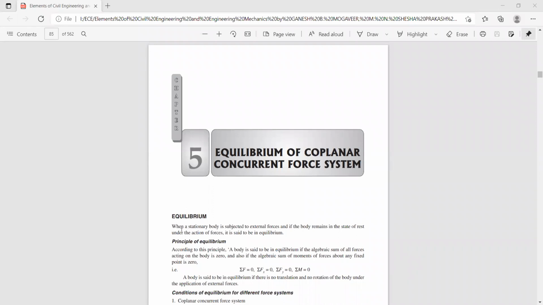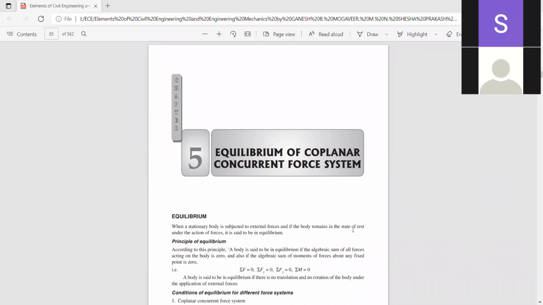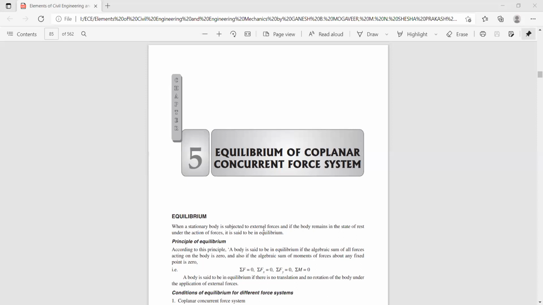Now, equilibrium. When a stationary body, that is a body which is at rest, is subjected to external forces, and if the body remains in the state of rest under the action of forces, it is said to be in equilibrium. This action of forces may be either an external action or an internal action. The external action causes the motion of a body, whereas the internal action leads to deformation, like stresses and strain. So a body is said to be in equilibrium under the influence of an external force system when the body remains at its state of rest. It's called equilibrium.